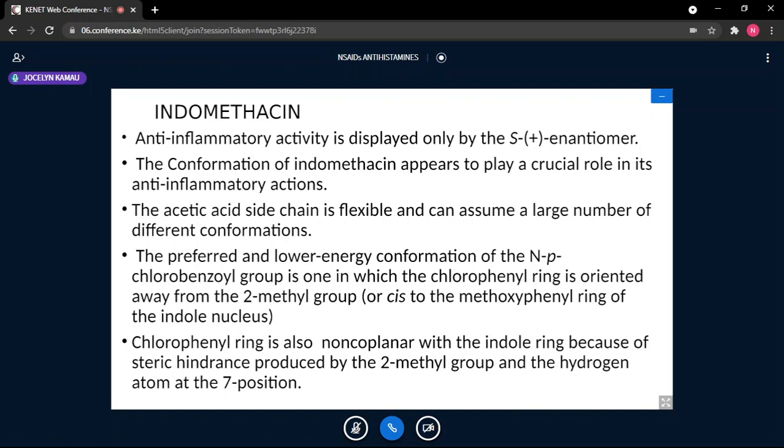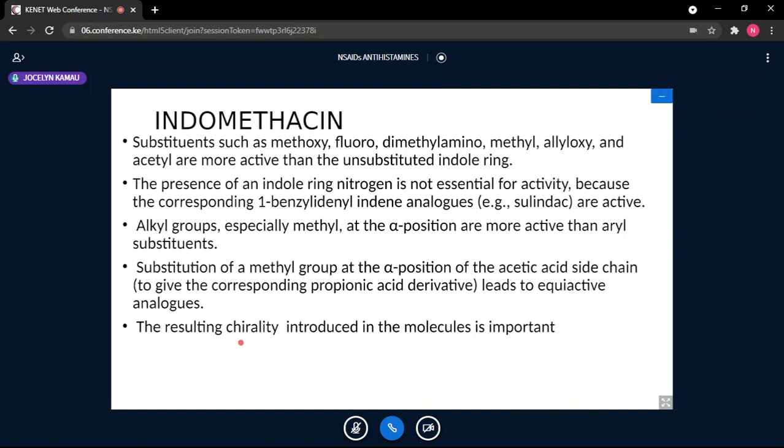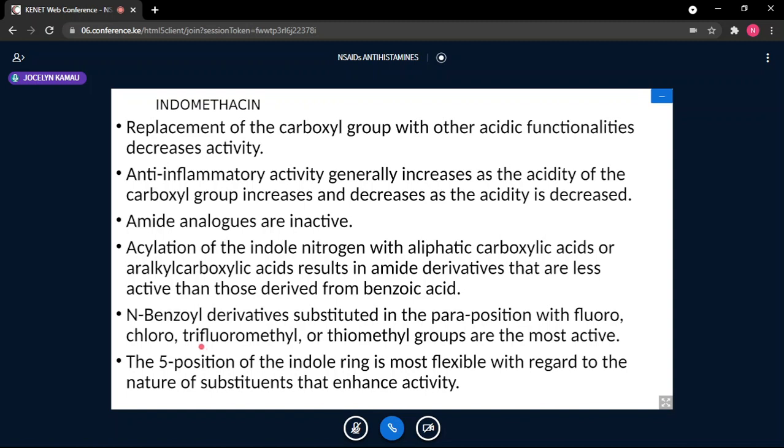So that's all we are saying, that group there, can I go back? Substituted in the para position with fluoro, chloro, trifluoromethyl, or even thiomethyl. Thiomethyl is SCH3. These groups are the most active. So you can either put a fluoro, you can put a chloro, trifluoromethyl, or thiomethyl. And of course, remember, these groups must be in the para position.